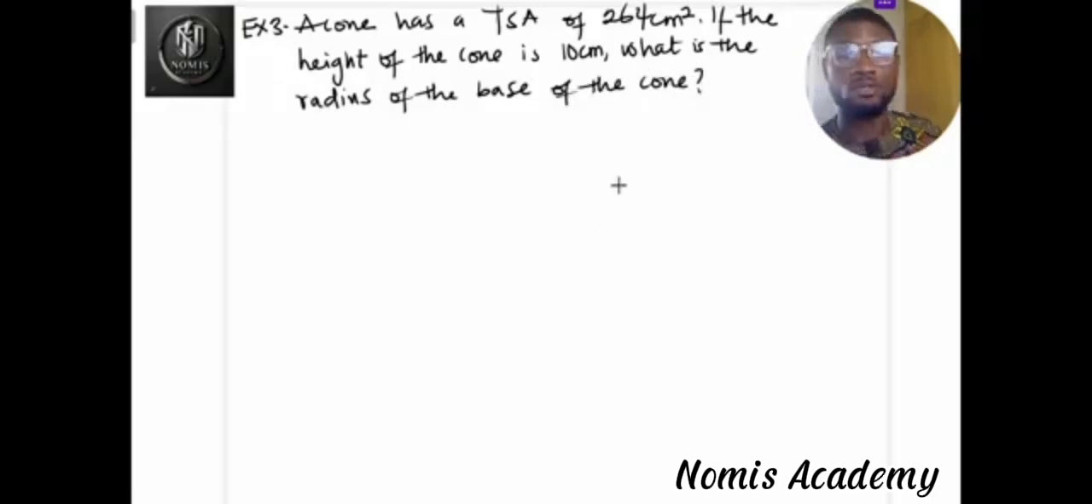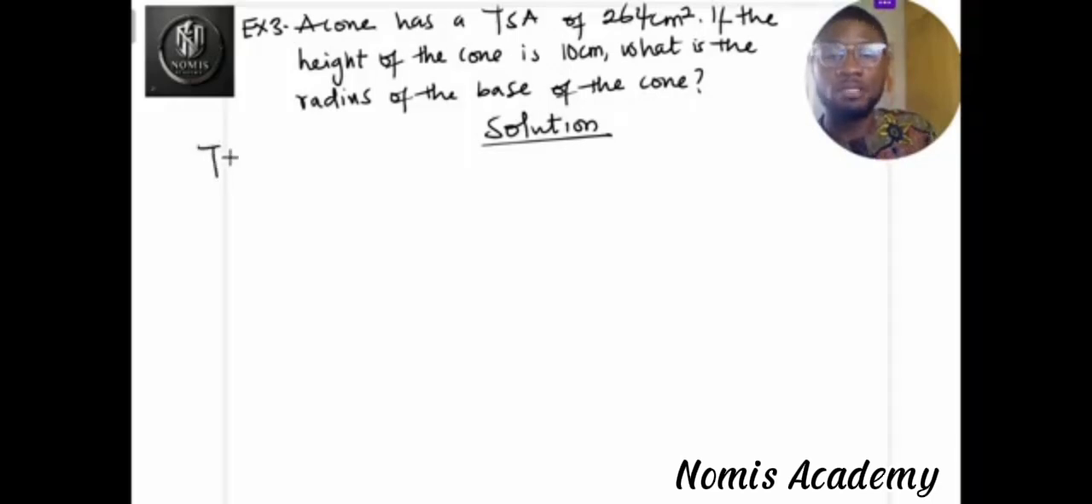So that's the question now. What is the radius of the base of the cone? So let's solve this example together. Let's state our given parameters. Total surface area is 264 centimeters squared. The height is given to be 10 centimeter, while the radius is not given, and we have to look for the radius.